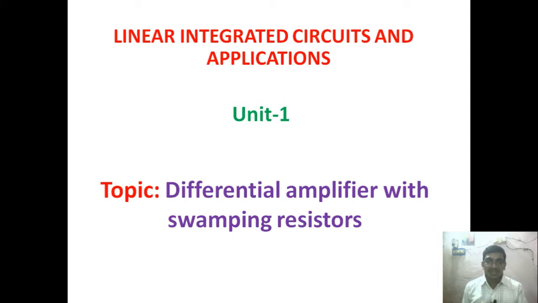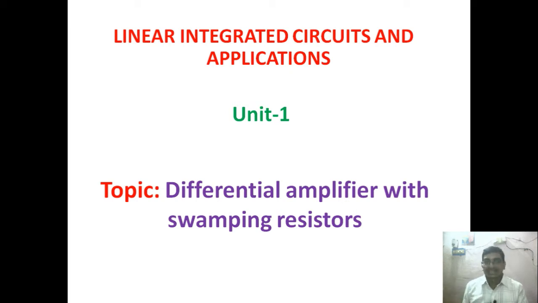Okay, so we know that the differential amplifier has a gain AD equal to RC by small re, where small re is the AC emitter resistance of our differential amplifier, which depends upon the IC value. So re is equal to 26 millivolts divided by IC. So the value of re is inversely proportional to IC. Therefore, if IC increases, the value of re decreases.